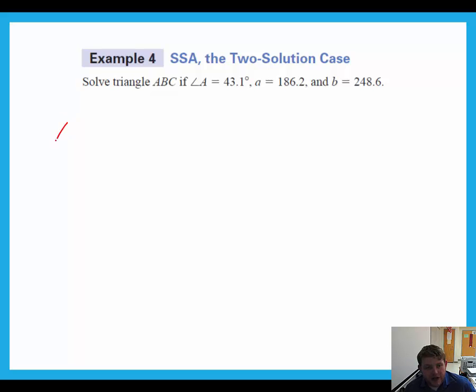In the two solution case, we're going to have a triangle. Let's call this A, maybe we'll call this B, we'll call this C. This B's a little messy, there we go, it looks more like a B. This is little b, this is little a, this is little c. We know that this is 43.1, and we also know that we've got little a is 186.2, and we know that little b is 248.6.